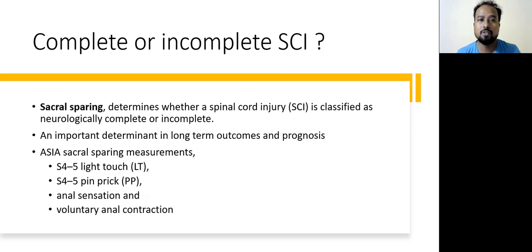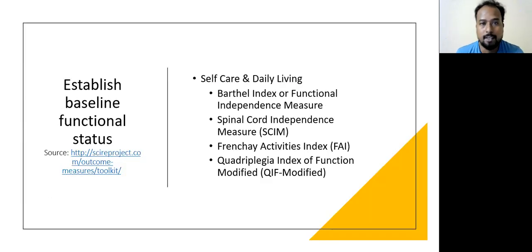So why is it important to know if it's incomplete? Incomplete gives more hope for recovery. Again, in incomplete injury, there are different levels of recovery, different levels of severity. But if it is incomplete, then it tells us that there may be a potential for recovery. And especially if it's tested in the early, acute stage, it can help us estimate to what extent we can expect the patient to recover. The next is to establish baseline status.